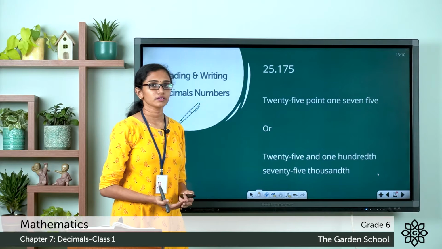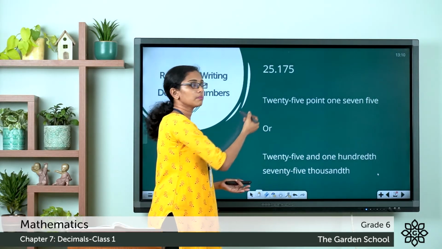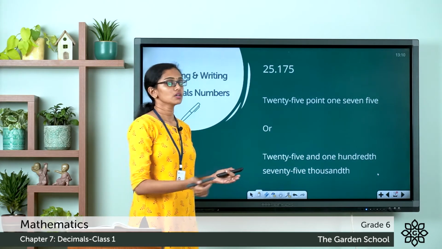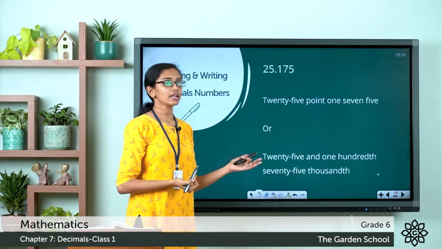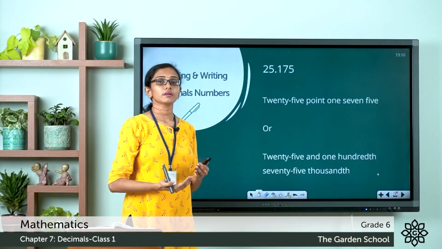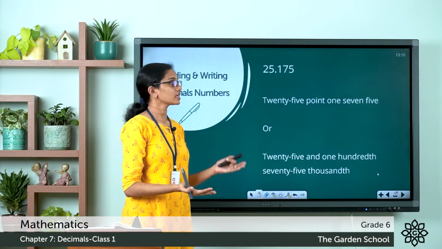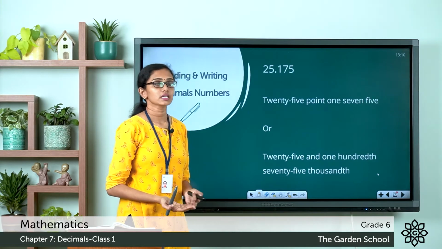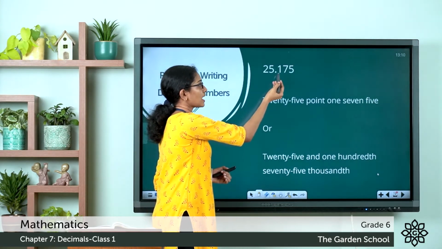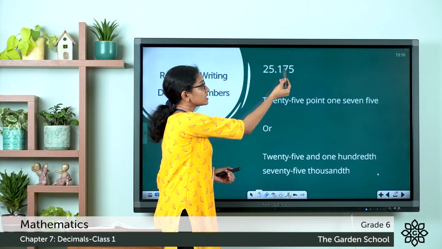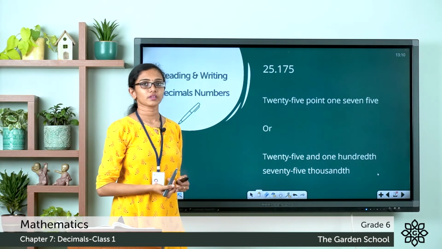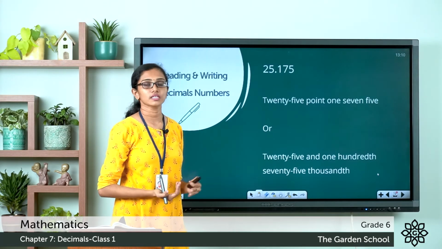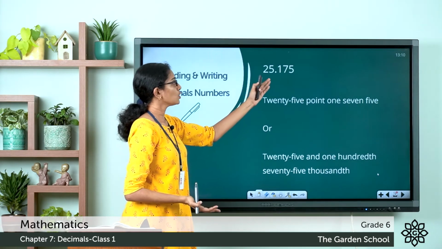Now let's see the second method. In the second method, you can read the whole number part as it is, the usual way, and it has to be followed by the word and to indicate this decimal point. And the digits beyond the decimal point can be read like a whole number, but it has to be followed by the place value of the last digit. So how can we read this? This can be read as 25 and 175 thousandths. So you can see this here, 25 and 175 thousandths, or you can read it like 25.175.